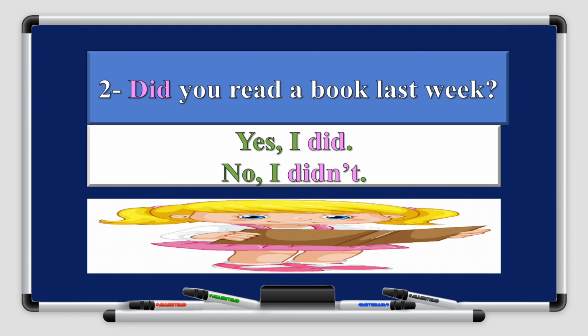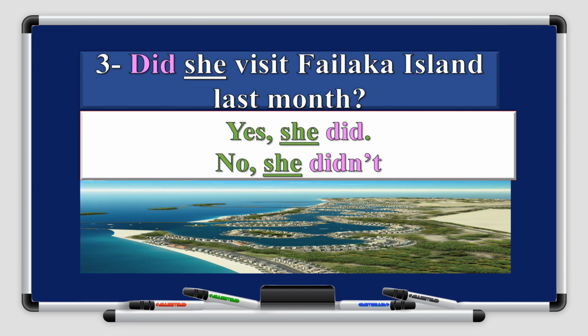No, I didn't. Did she visit Felika Island last month? Yes, she did. No, she didn't. Again, the question started with did, and that's why the answer has to be yes or no. What else? We have last month indicating the past, and the pronoun here is she. Pay attention that when we answer the question, we also use she. So when we say she, we don't change the pronoun, it stays the same. We only change you into I. Did she visit Felika Island last month? Yes, she did.